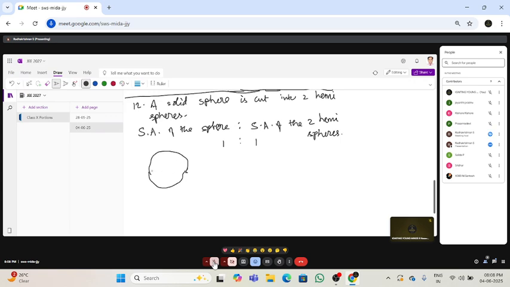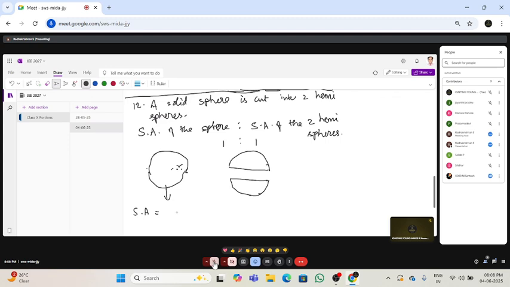See, there is a sphere. You cut it into two, and it becomes, I'm drawing like a semicircle, but you imagine that it is a sphere. This is an elevation of that hemisphere, so it looks like that, but it is actually a three-dimensional picture. So what is the surface area of this sphere? Let us say the radius is r.